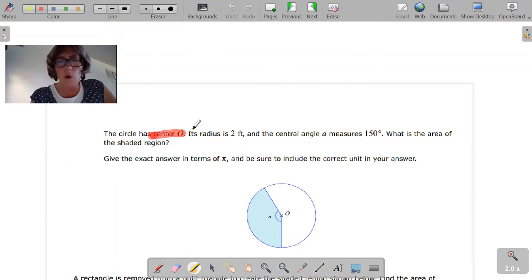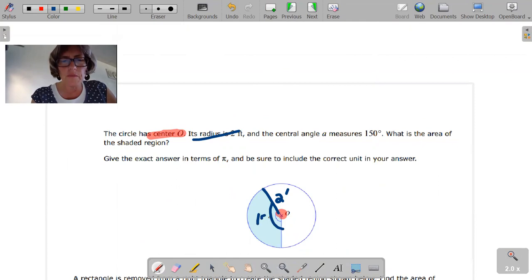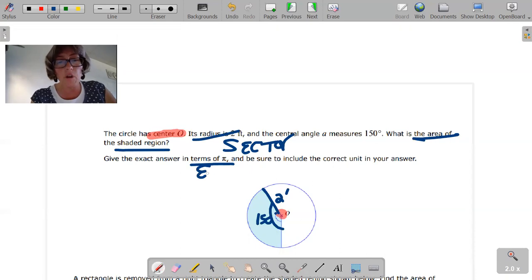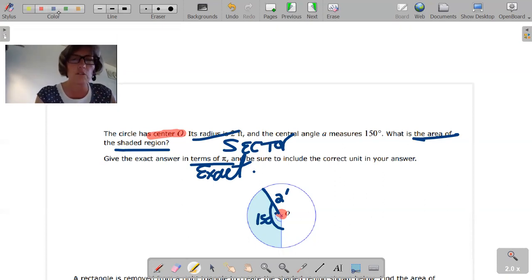Circle has a center of O, radius of 2 feet. Central angle is 150. What is the area of the shaded region? We call that a sector. Leave your answer in terms of pi. That's what we call exact in class. Make sure you collect correct units. Our units are right there. It's going to end up being feet squared.